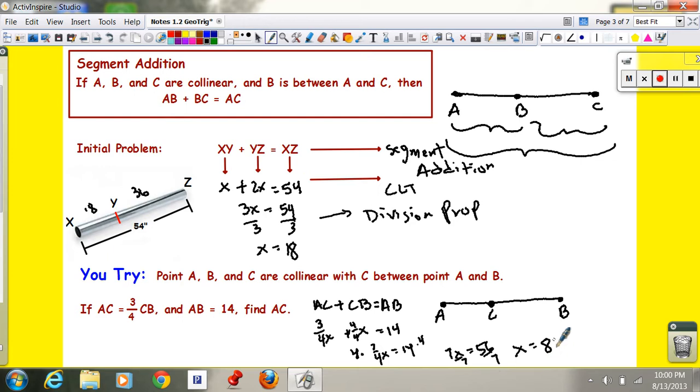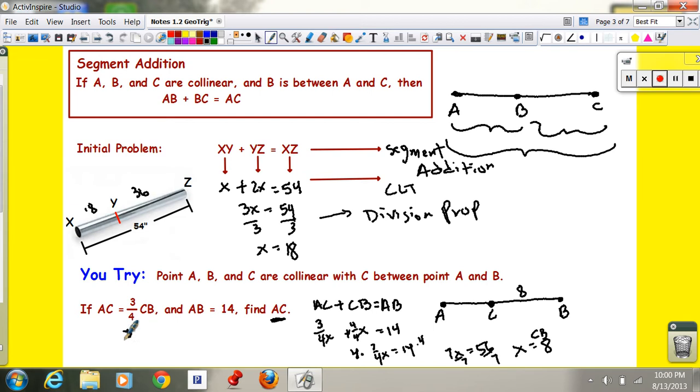So that means that X, which was our CB, was 8. This was CB. So this piece is 8. AC is what we're actually trying to find though. We're trying to find AC. So we're going to take 3/4 of this CB right here.